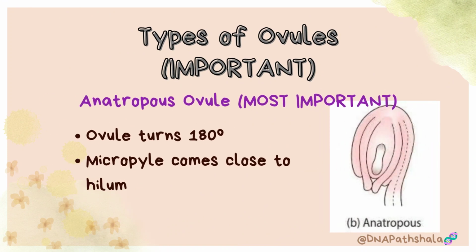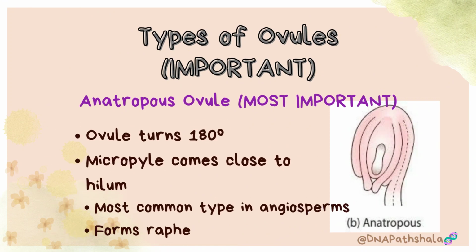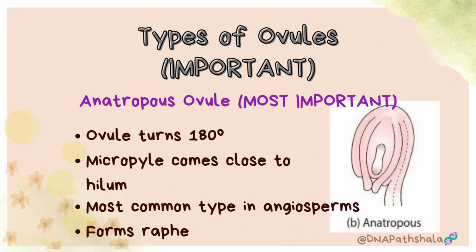Next, now the most important one, Anatropous ovule. In this type, the ovule becomes completely inverted. This is the most common type found in the angiosperms. So this single point is asked again and again. Don't ignore it. That is, Anatropous ovule is the most common type of ovule present in the angiosperms.